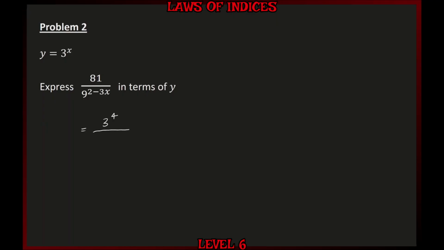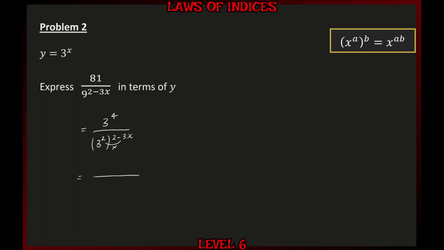Similarly, in our denominator, 9 is 3 times 3, so we can rewrite this as 3 squared, and it still has a power of 2 minus 3x on it. Now in the denominator we can see that we're raising a power to another power, so we can use this law, which tells us that in order to simplify, we can just multiply the powers together. So rewriting our denominator, we have 3 to the power of 2 multiplied by 2 minus 3x. And our numerator is still 3 to the power of 4.